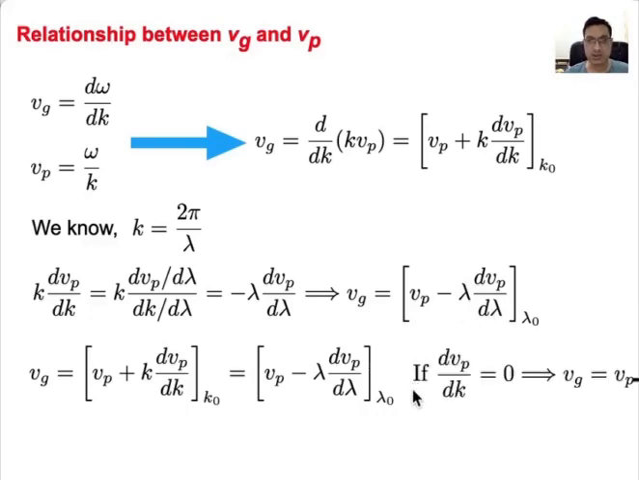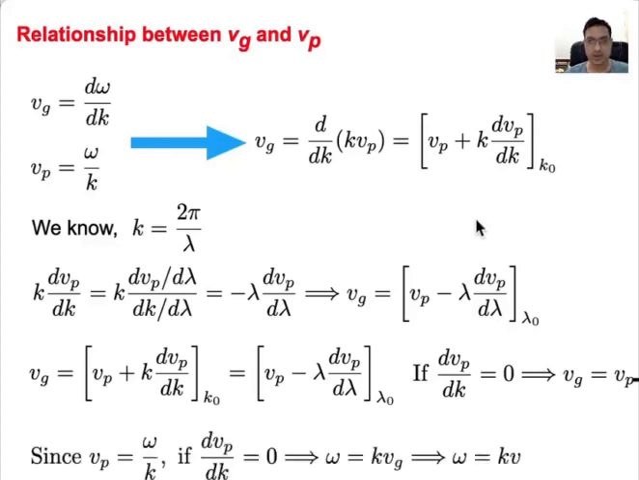Now, if your dvp over dk or dvp over d lambda is 0, it means that if your phase velocity is constant with respect to the wavelength or wave number, then your group velocity and the phase velocity are the same quantity. That's what I have shown: if you have vp equal to omega by k, and you take this derivative, you will get this, and that's what it signifies, that your group velocity is the same here. So this is a simple method, and we are going to learn more in the next slide.